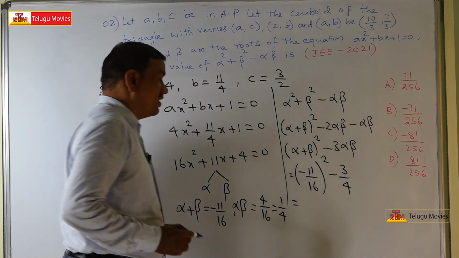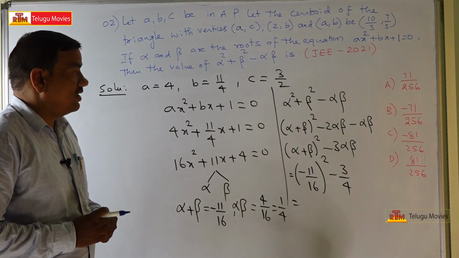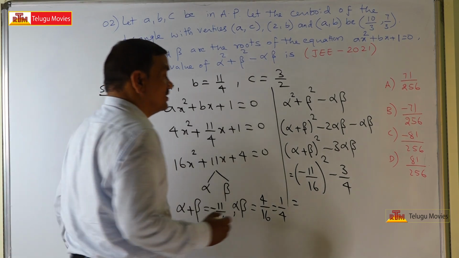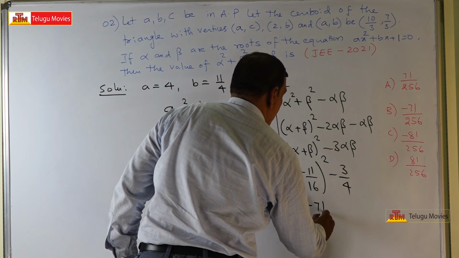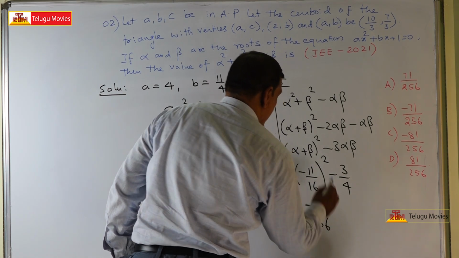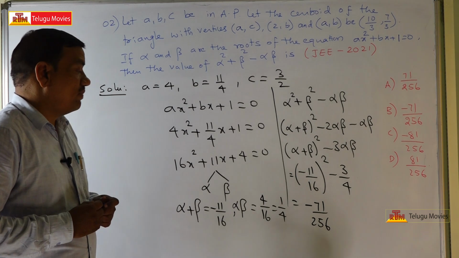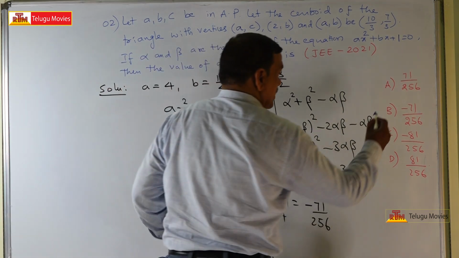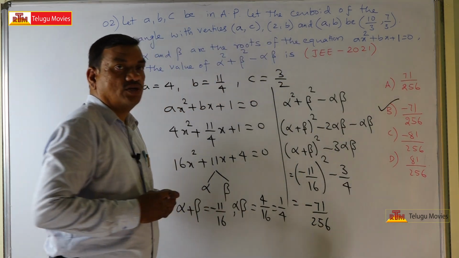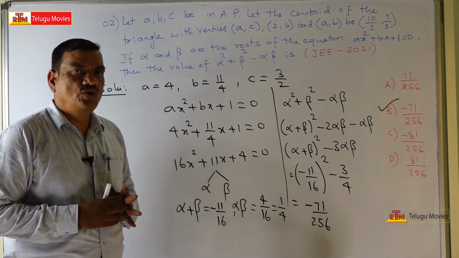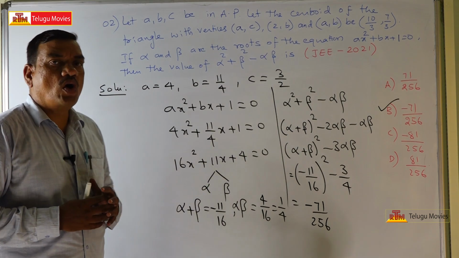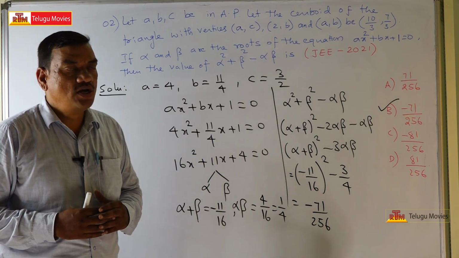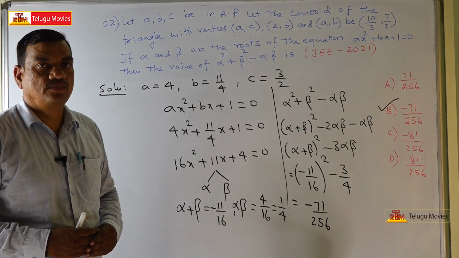Okay, so minus 11 by 16 whole square minus 3 by 4. If you simplify, you will get the answer as minus 71 by 256. Minus 71 by 256. So option B is your right answer. Okay, so very easy problem. You observe that the problems from the quadratic equations are very easy and the calculation is also very easy. Okay, so let us move to the next problem.